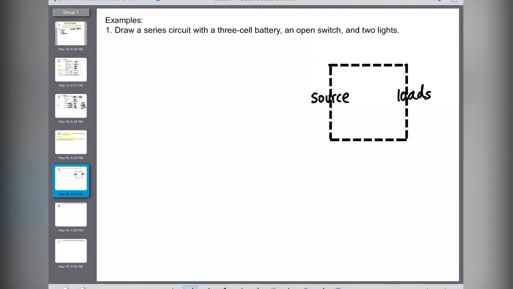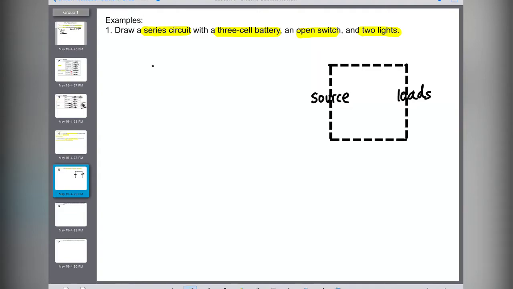You always start off with the main path first. People in grade 9 always forget that if I need the loads in parallel, I still need the one main branch to have at least one load before I branch off. Okay, so in here, question number 1 asks you to draw a series circuit with a 3-cell battery, an open switch, and 2 lights. In series means they're all one after another.